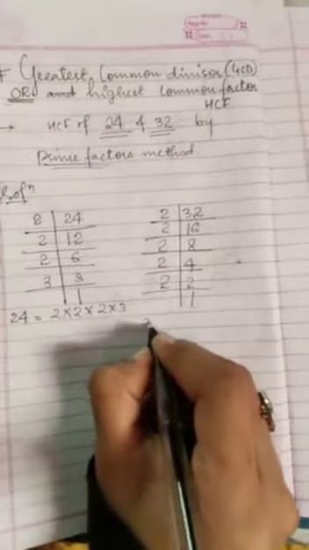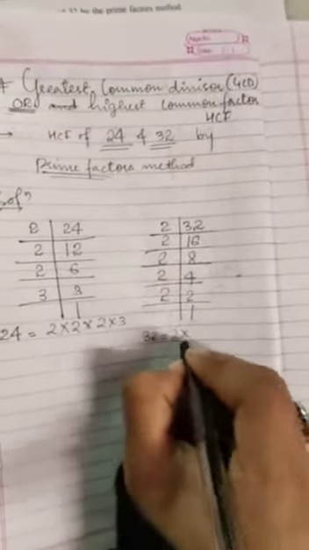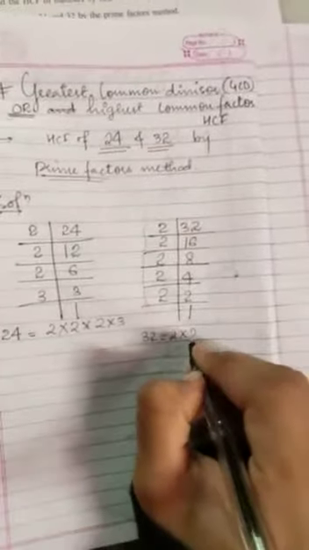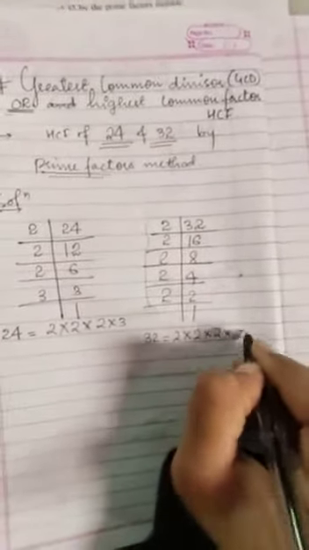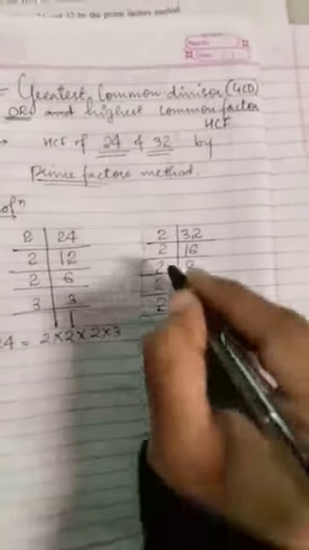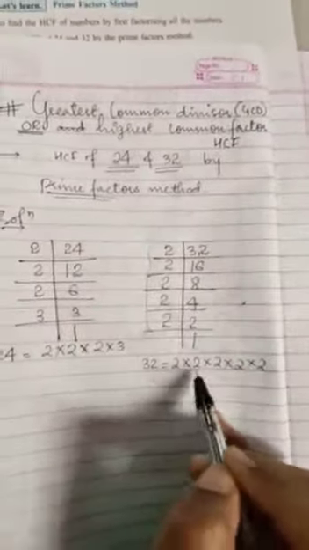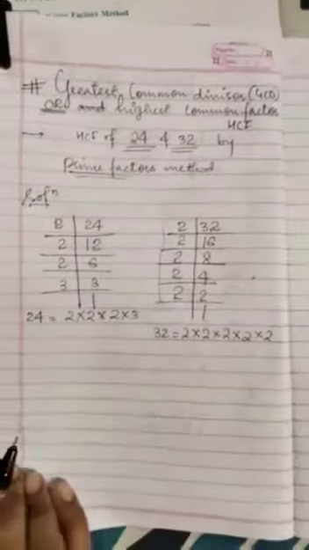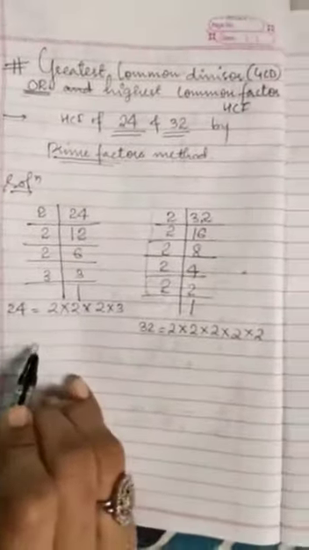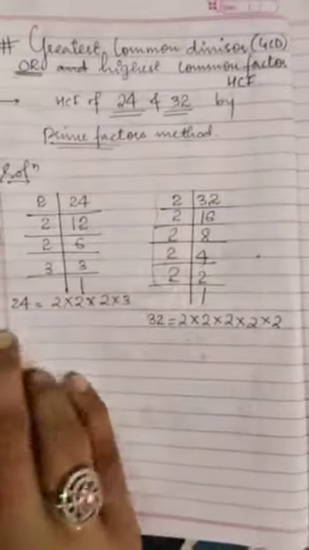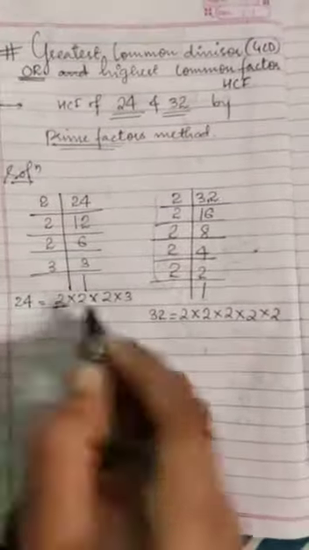So 32 equals 2 multiplied by 2 multiplied by 2 multiplied by 2 multiplied by 2. Don't make a mistake while writing the factors. You can count them: 1, 2, 3, 4, 5. These are the factors of 32. Now what to do next? From these factors we have to make pairs. See, 2 is there.